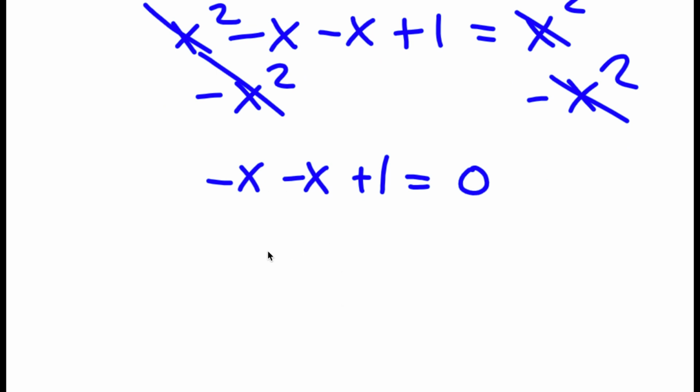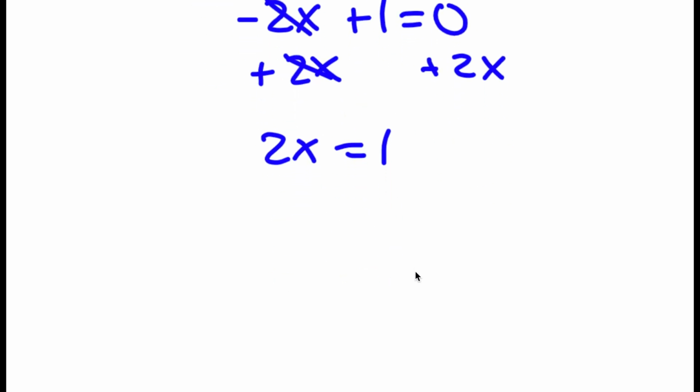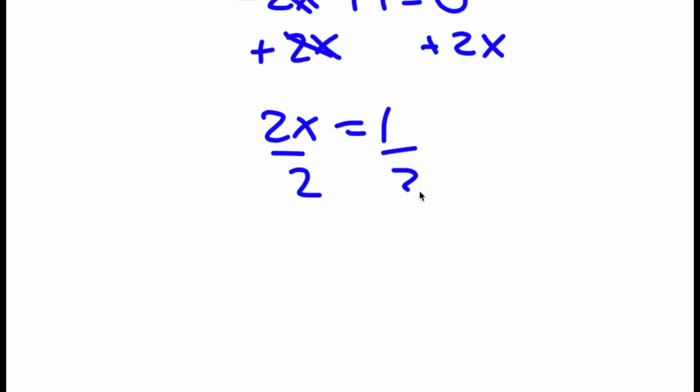Now negative x minus x is negative 2x. So I have negative 2x plus 1 is equal to 0. Meaning now I can add 2x on both sides. So then these two cancel out and I get 2x is equal to 1. Meaning x is equal to 1/2.